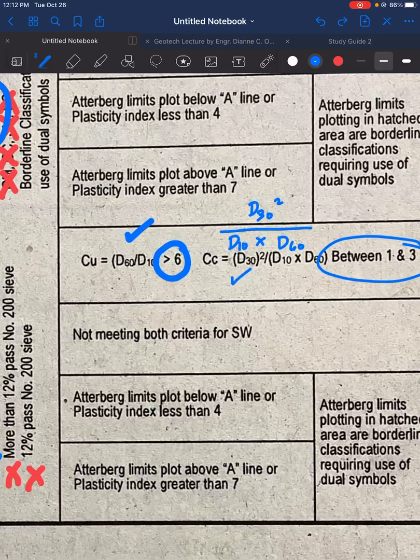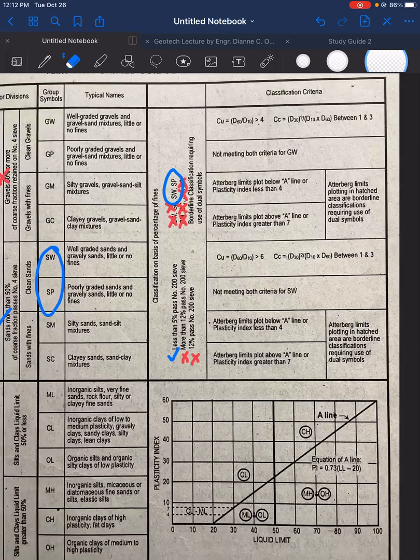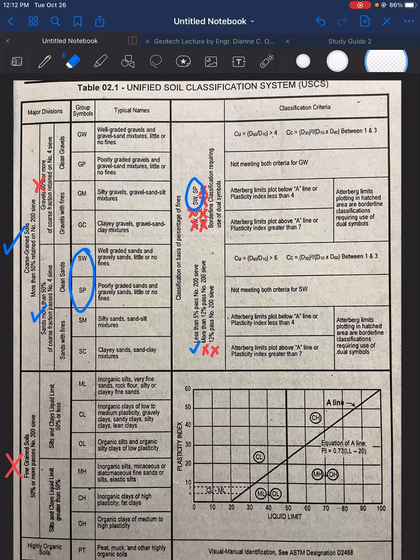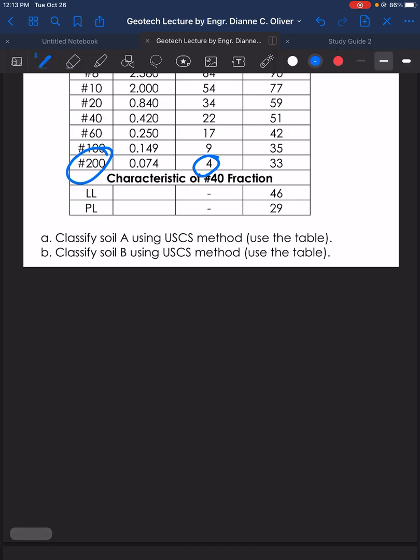But if one of them is wrong, or both of them are wrong, therefore this category is fitting. Okay, so let's solve for these formulas. Now the question here is, where can we find the value for D60, D10, and D30? So we need to find the values for D10, D30, and then D60.